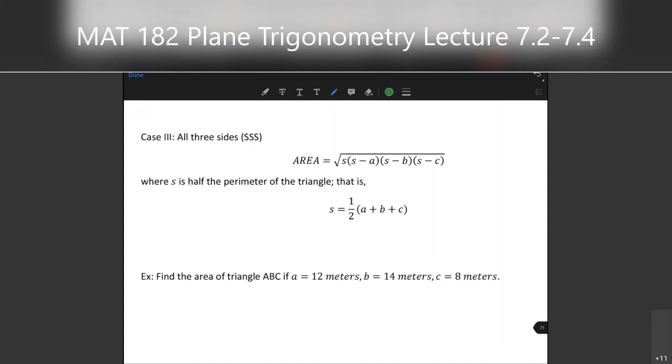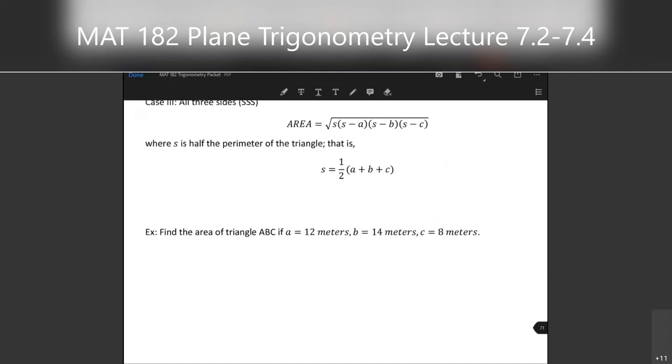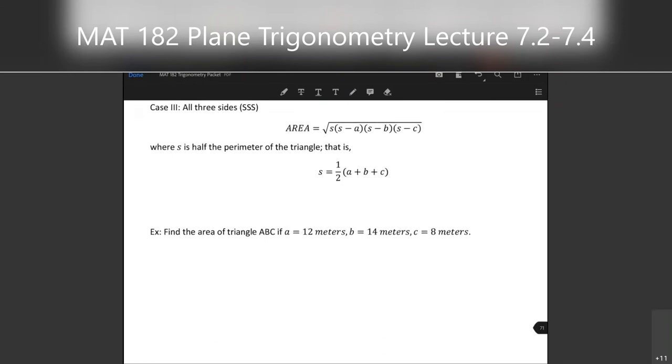variable s that is called half of the perimeter, which is called the semi-perimeter. That's why they use the letter S. And so this S is equal to half, again, of the perimeter of the triangle. And then taking the area to be the square root of S times S minus A, S minus B, and S minus C. So there's a couple calculations to make for this type. So let's consider the values. We have A is 12, B is 14, and C, in this case, is 8 meters.